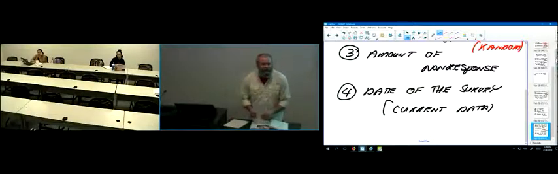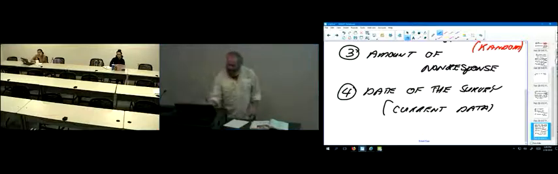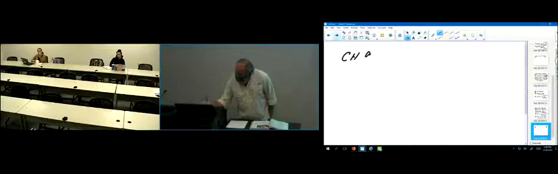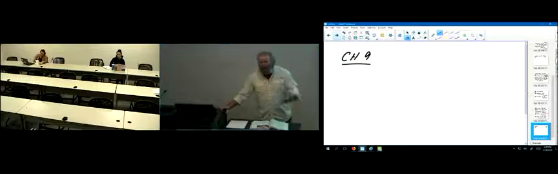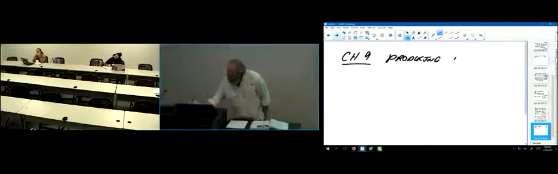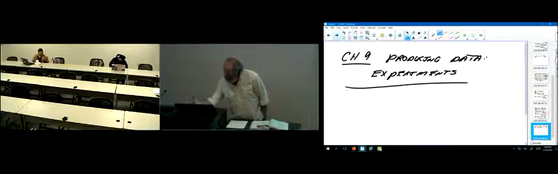So, now we go to chapter 9, which is another way of producing data. And chapter 9 will be a little more involved than what we did in chapter 8. Whenever we talk, I always have definitions and everything like that. Chapter 9 here is producing data, except this time, not sample surveys. This time it is experiments.